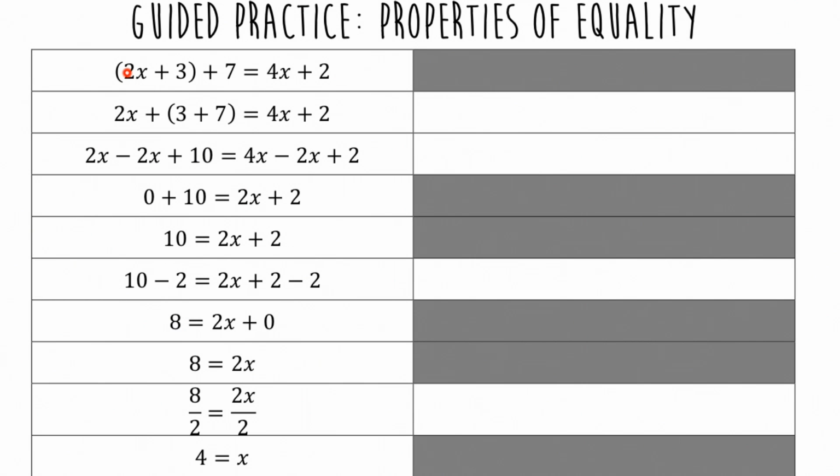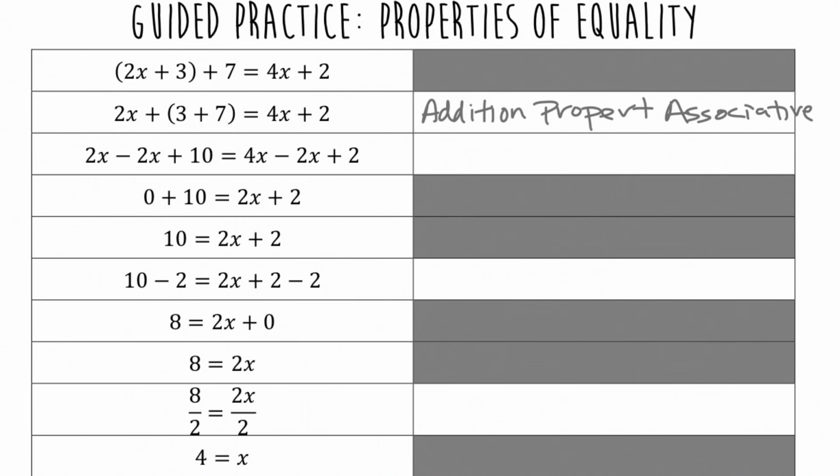Okay, so we start off with this problem. We have 2x plus 3 plus 7 equals 4x plus 2. And the first thing it looks like, instead of having 2x and 3 together, they then put 3 and 7 together. So this is not one of the properties of equality, but it is one of the properties that you know. And this is actually the addition associative property. So that's just changing the grouping when you're adding, okay?